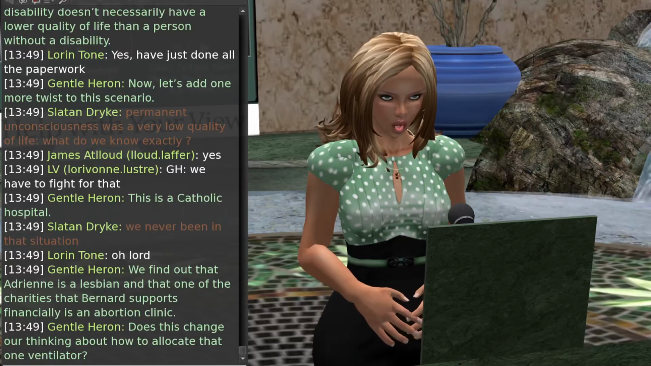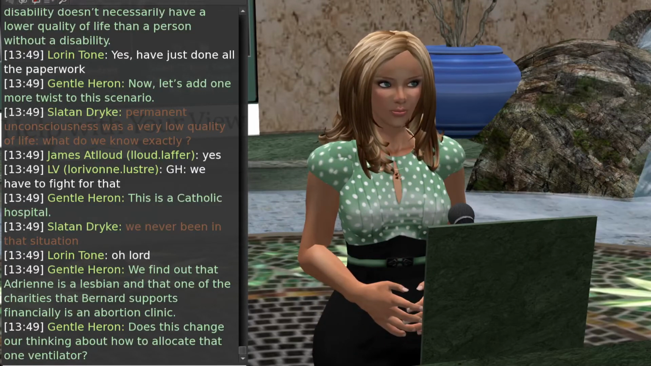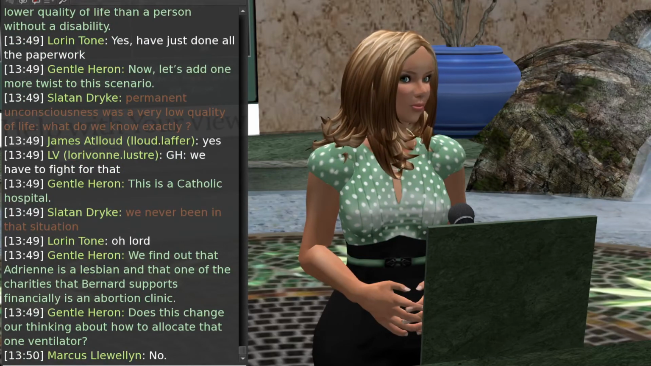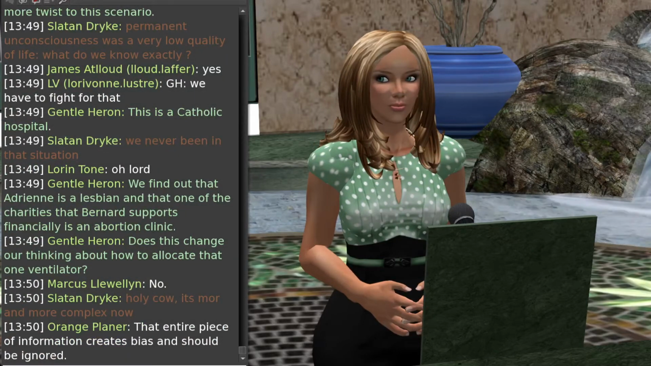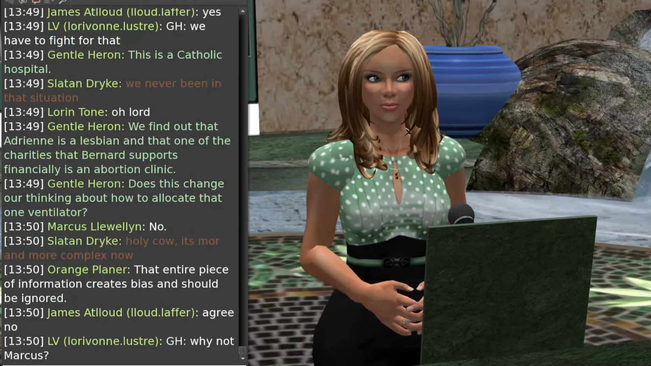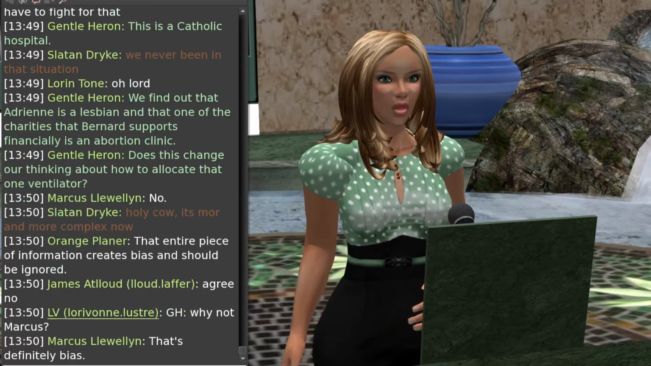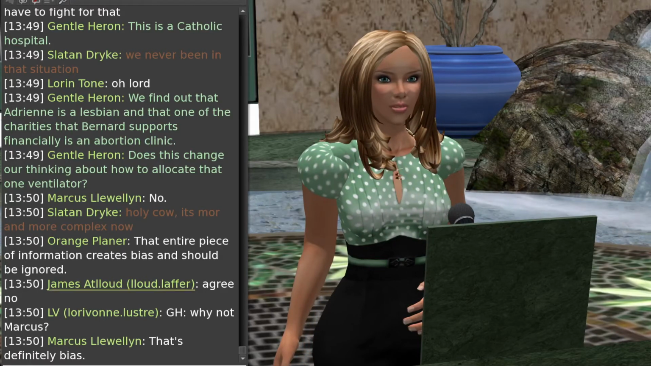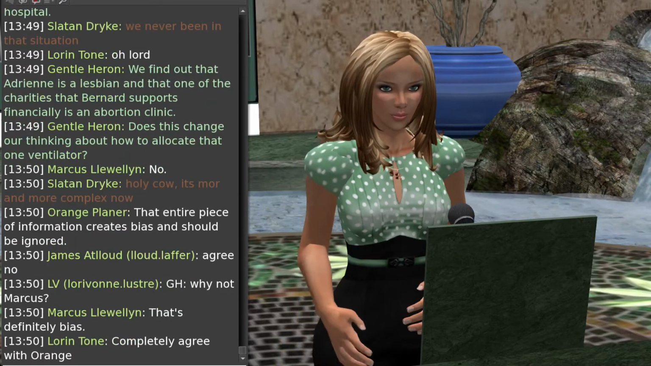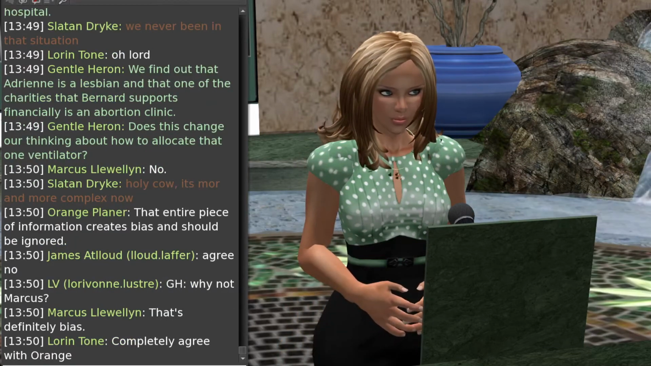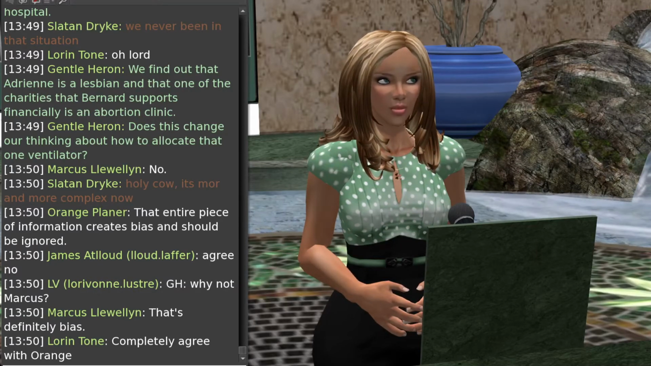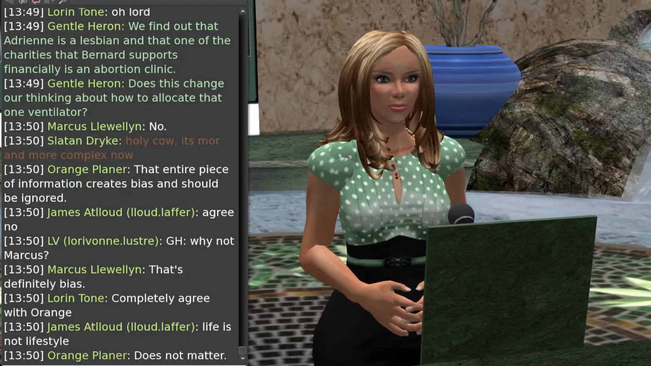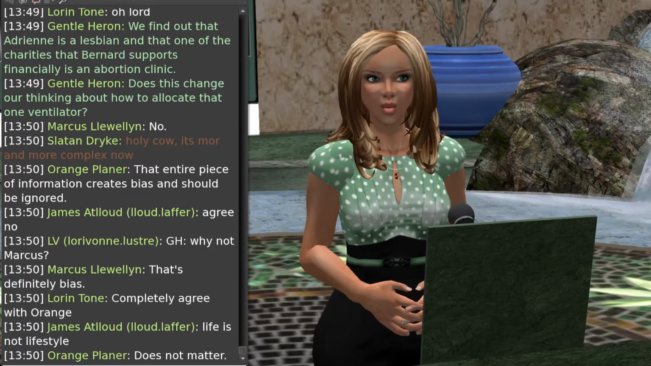Does this change our thinking about how to allocate that one ventilator? Why not, Marcus? Slayton sees it getting more and more complex. Orange says we need to ignore both of those pieces of information because they create bias. James agrees, no. Marcus says, yeah, that's definitely bias. Lauren agrees with Orange. But we're a Catholic hospital. Life is not lifestyle. Orange says it does not matter.